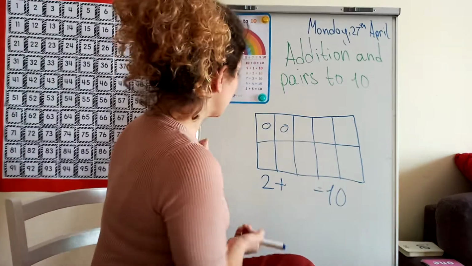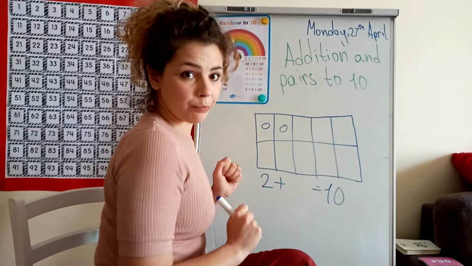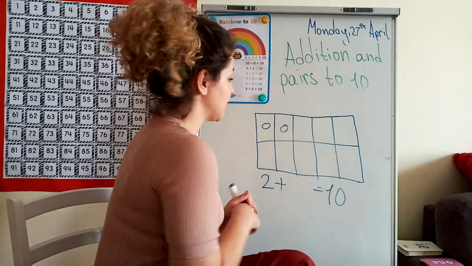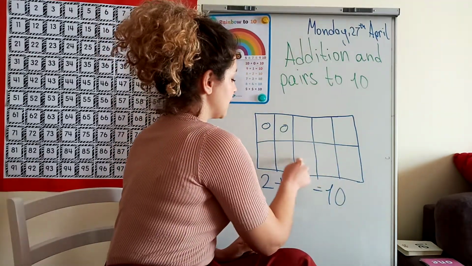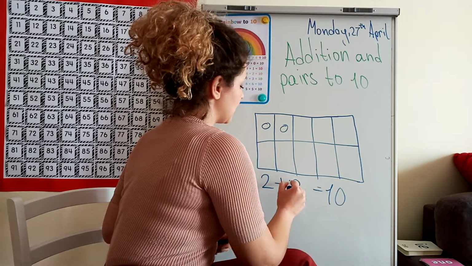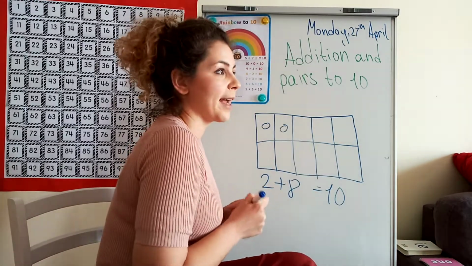Okay, so how many do I have? 1, 2, this is 2. I have 2 completed. And now let's see how many I have empty. 1, 2, 3, 4, 5, 6, 7, 8. So it says 2 plus 8 equals 10. Now I can count it again.